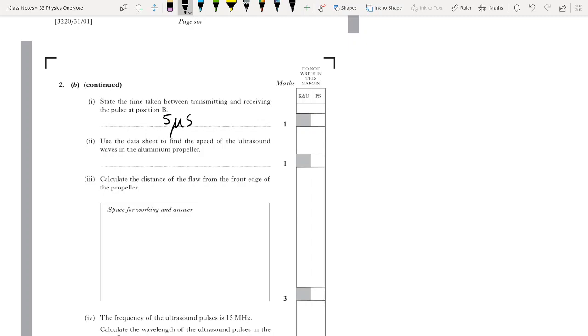Obviously, we don't have a data sheet, but you would have a data sheet if this came up in a test. It says use the data sheet, that's the information right at the front of the test, to find the speed of the ultrasound waves in aluminium. That's just something you would read off the data sheet, and I'll just tell you now, it's 5,200 meters per second. You get a mark for that. Only one mark. It's testing your ability to sift through information and find the correct part.